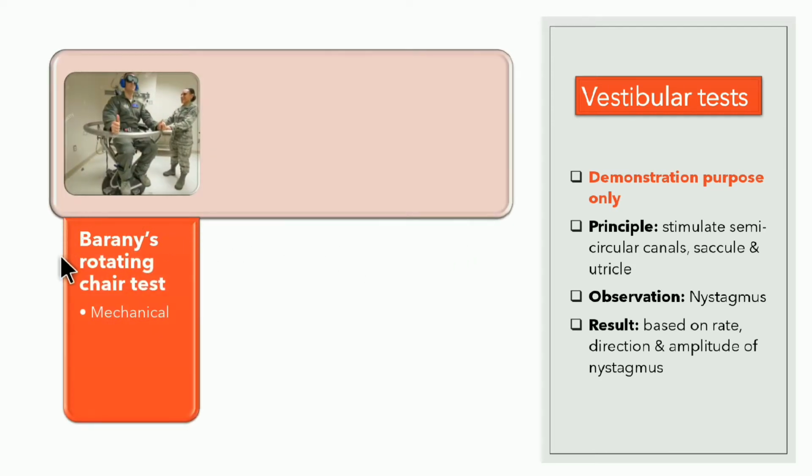First is Barany rotating chair test. As you can see in this diagram, the person is made to sit on a chair. At the base of the chair there is one motor, so this motor can spin the chair at a particular speed. Here the person is made to rotate on a rotating chair, and after that the person is made to stand still. What will happen? There will be development of nystagmus in the person's eye. It is because of the mechanical stimulation of the vestibular apparatus.